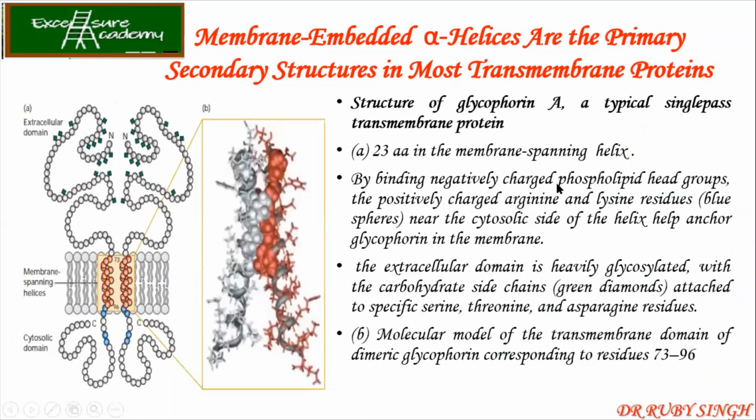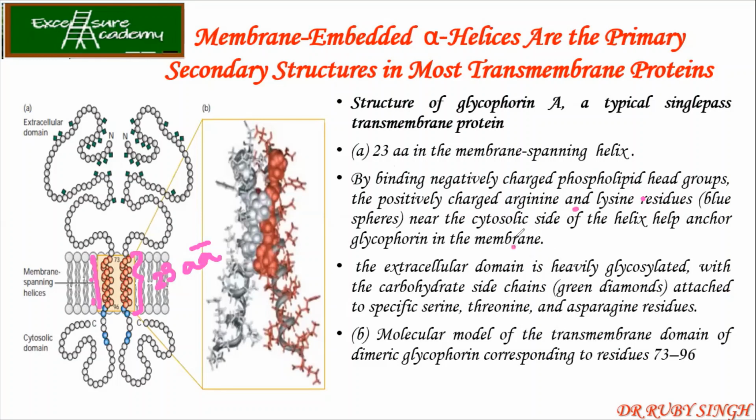Now let's discuss the structure over here. It has 23 amino acids in the membrane spanning helix. 23 amino acids membrane spanning means they are talking only about this portion. The entire protein is large; only the membrane spanning helix has the 23 amino acids. Now, by binding negatively charged phospholipid head groups, the positively charged arginine and lysine residues near the cytosol of the helix help anchor glycophorin in the membrane.